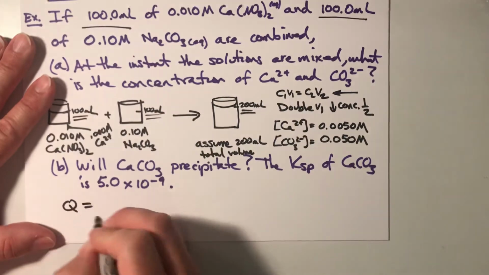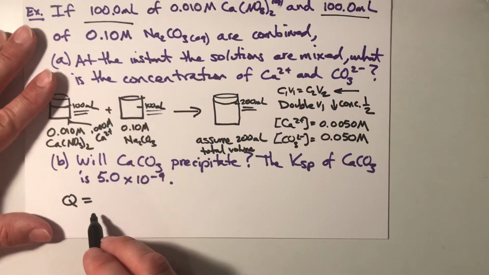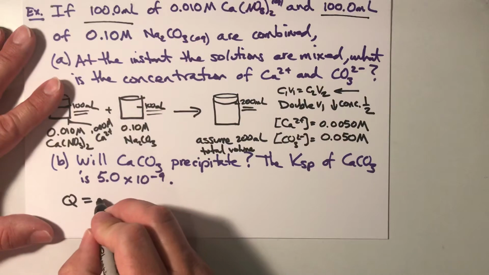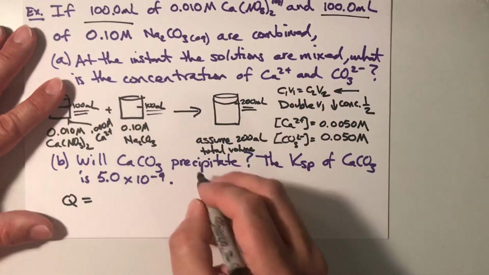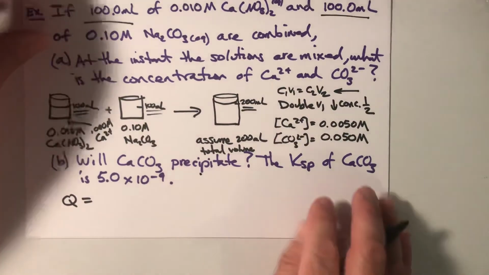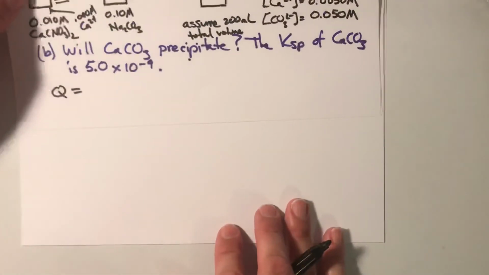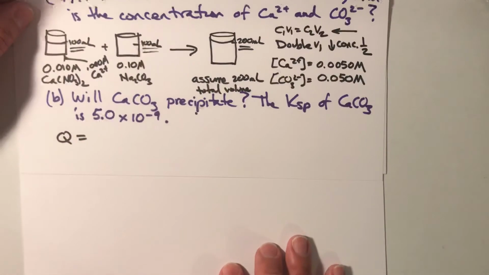Remember, Q is the same as the equilibrium expression, but we're going to plug in values that aren't at equilibrium. So for this one, we need a reaction first, right? The reaction is always going to be the precipitation. In fact, let's go to a new piece of paper. We'll keep this part here.